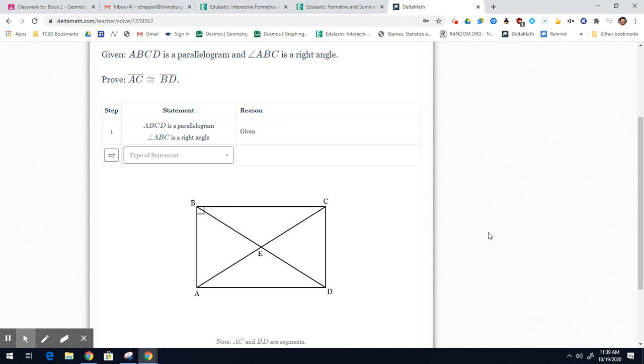All right, so this is our next proof. It gives us ABCD is a parallelogram and angle ABC is a right angle. We need to prove that segment AC is congruent to BD. So again, what this is really telling us is that we have a rectangle.